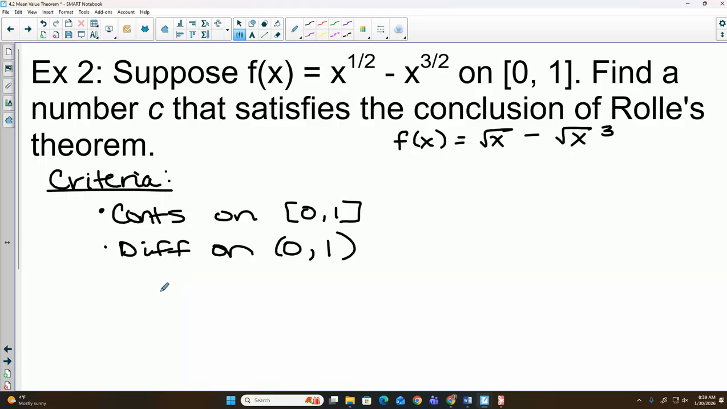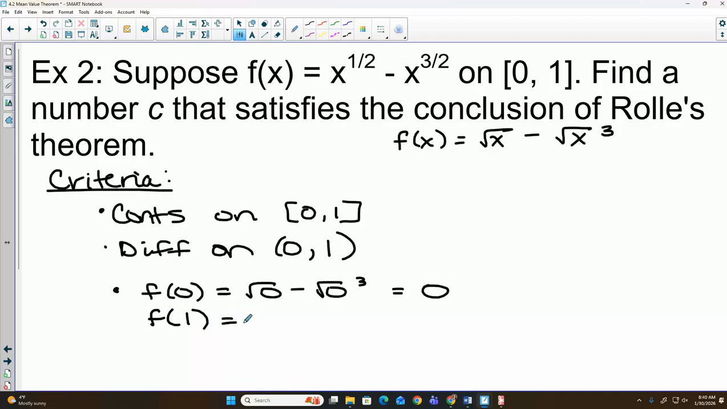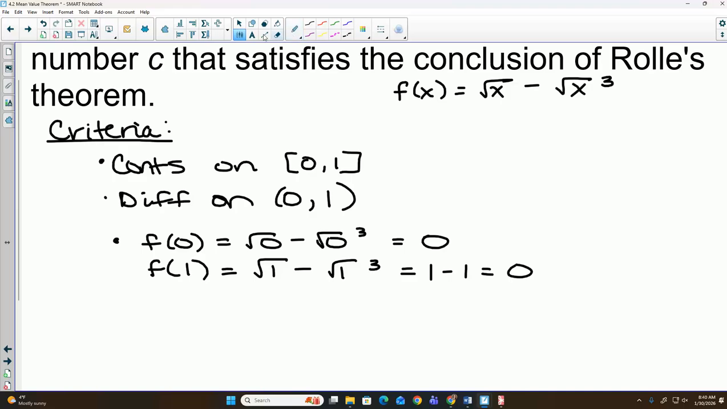But the big thing we have to check, the endpoints have to be equal. If I put in 0, you get the square root of 0 minus the square root of 0 cubed, which is 0. If we put in a 1, we get the square root of 1 minus the square root of 1 cubed. So 1 minus 1 is 0. So that's the big thing. For Rolle's theorem to work, these endpoints have to be the same. And they are.